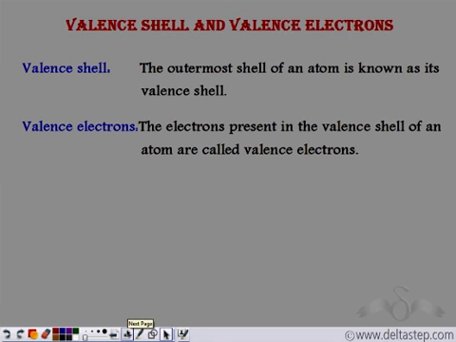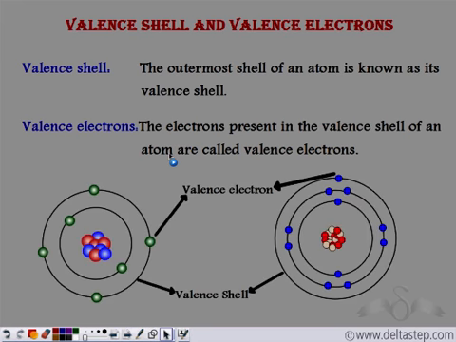The outermost shell of an atom is known as its valence shell, and all the electrons that are present in this shell are known as valence electrons. So for any atom, say in this case, this atom has 2 shells. So the second shell is its valence shell. It has 4 electrons. So these electrons are known as its valence electrons.